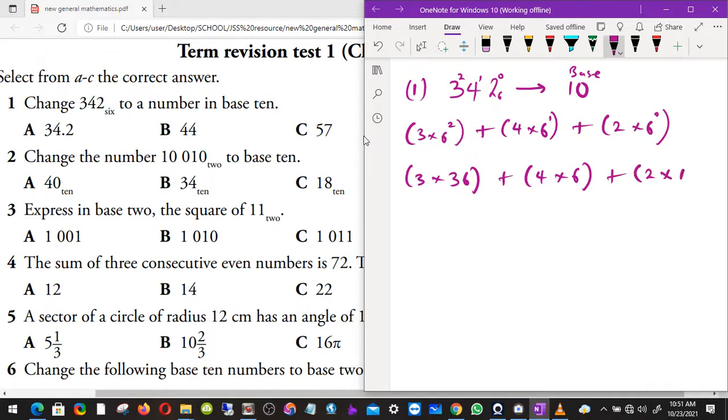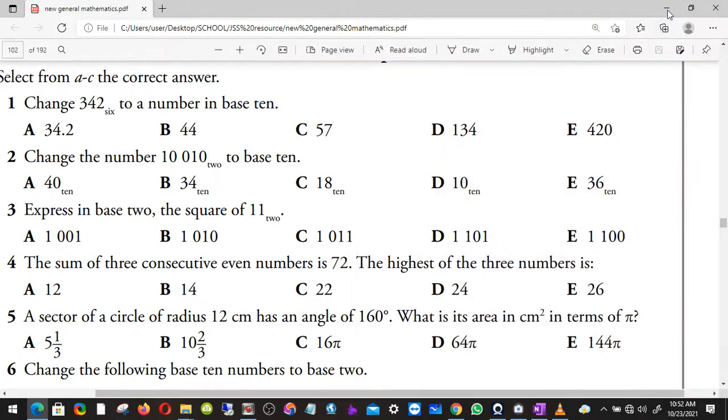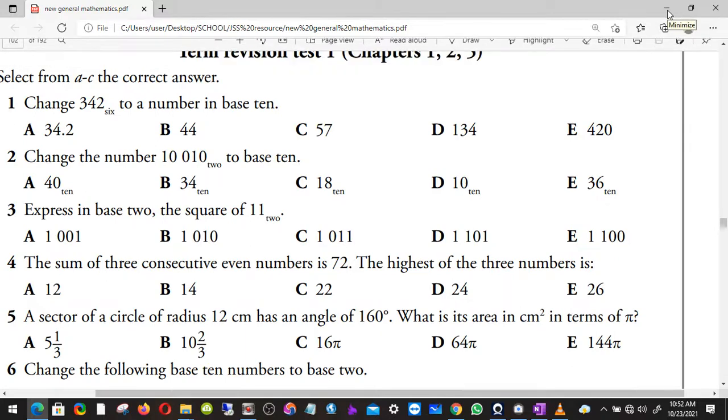Anything raised to the power 0 is what? 1. So that gives us what? 108 plus 24 plus 2, 134. Option D. Okay. 134, option D. If you didn't get it, please do your correction quick.